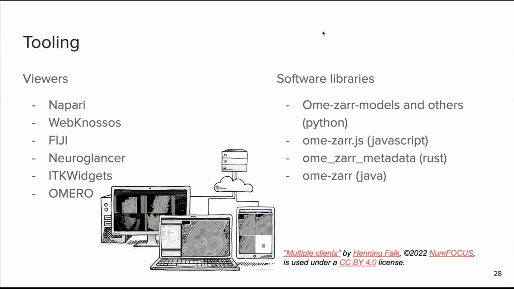On the software side of things, there's more than one implementation in Python because some of them have been quite exploratory. There are good implementations in JavaScript. The metadata has been implemented in Rust as well. And Zarr Java, sorry, it's not OME-Zarr, it's Zarr Java, has an OME functionality inside it as well. So there's really good coverage in these common scientific languages.